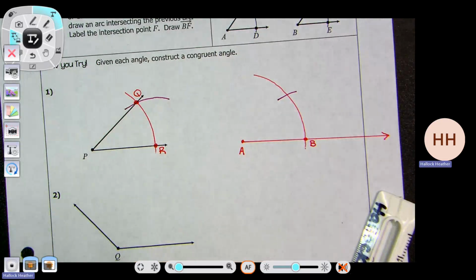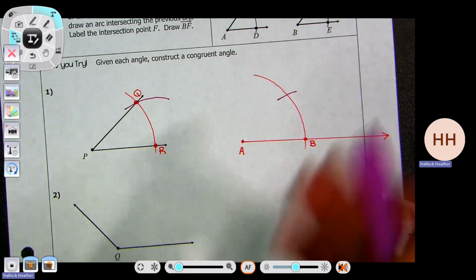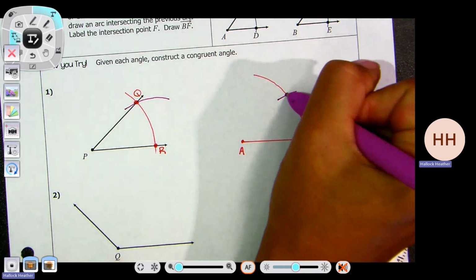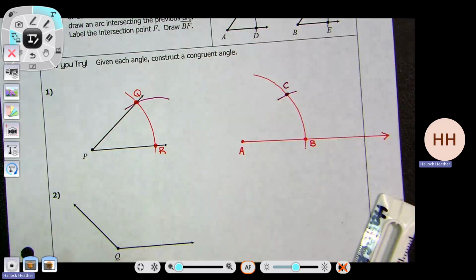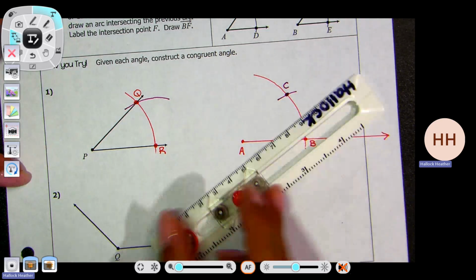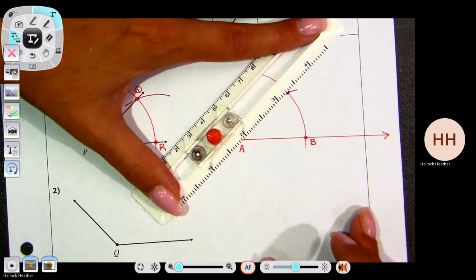Where it crosses is going to be my final point. Does anybody think they know what I'm going to call this point? C. So you measured the opening, you brought it over, and now technically we need it to be an angle. So the very last step is to connect A to C, so that I actually have a line.